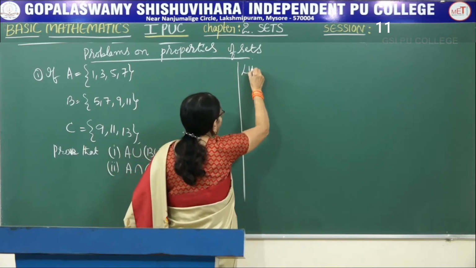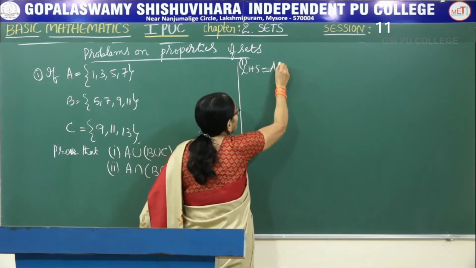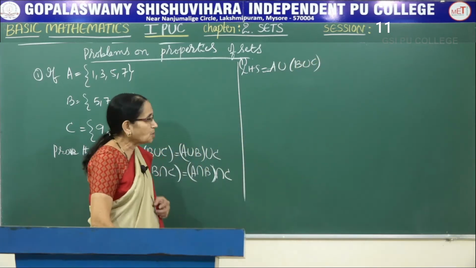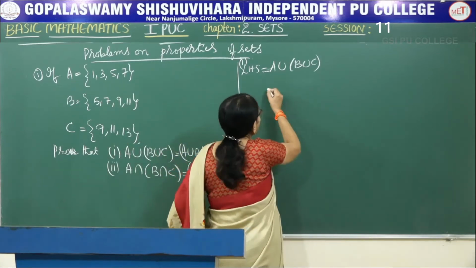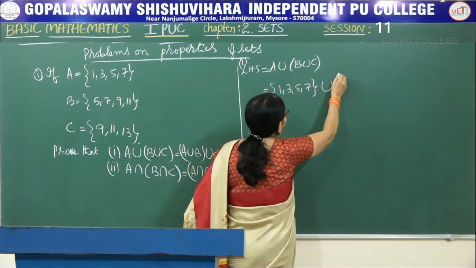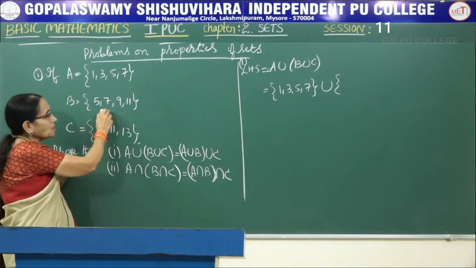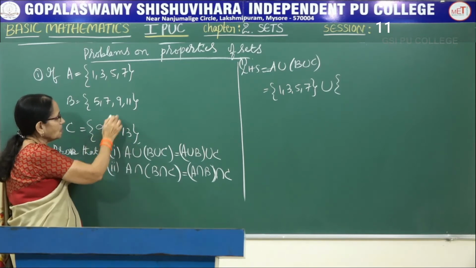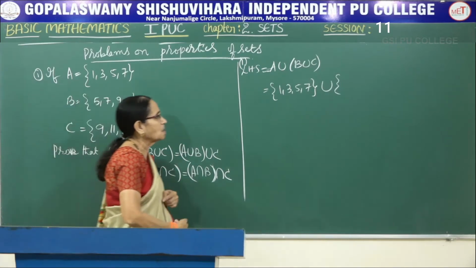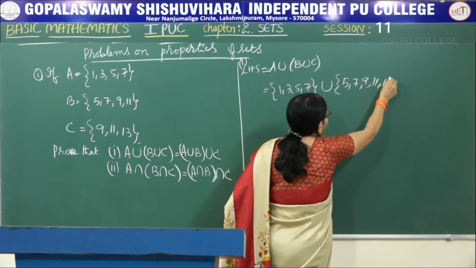Now, on the left hand side, it is first one. Left hand side, what you have is A ∪ (B ∪ C). So, I am considering the left hand side here. First, let me write the elements of A, that is equal to 1, 3, 5, 7, union. Now, B union C, that is B is having the elements 5, 7, 9, 11, and this is 9, 11, 13. Since 9 and 11 are common, you can write 5, 7, 9, 11 and 13. So, this would be equal to 5, 7, 9, 11 and 13.